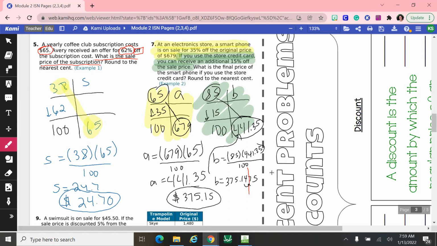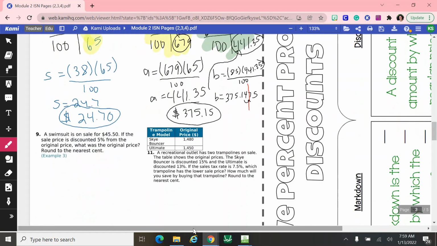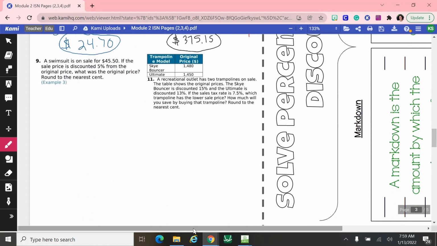So we've done number 5, we've done number 7. Notice that I've annotated, I have a mathematical drawing, I wrote an equation, I found an answer, and I made sure to label it properly. Number 9 and number 11 are down here.